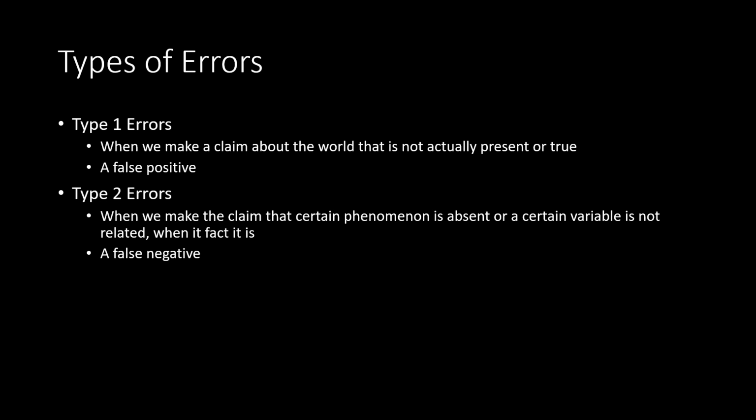Now, type 2 errors are the opposite. This is when we make a claim that a certain phenomenon or trait or behavior is not actually present in the world, when in fact it is. And this would be an example of a false negative. So using that cancer screening example, this is if I went into the doctor, got a cancer screening, they told me I was totally healthy, when in fact I had cancer.